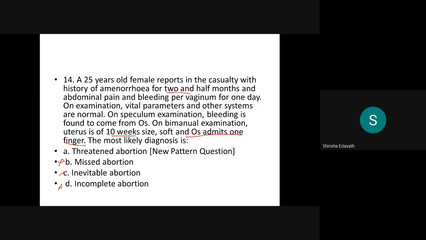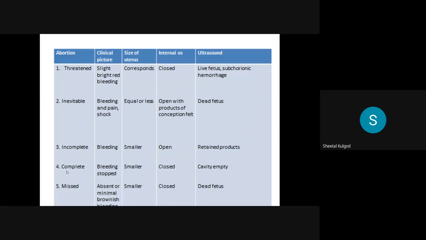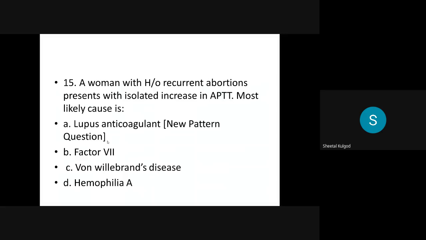Yes, ma'am. Okay. So this is the table again, which is showing all the features of different kinds of abortions. We discussed it last time only, so I'm not going to go into the details. Now coming to the next question.